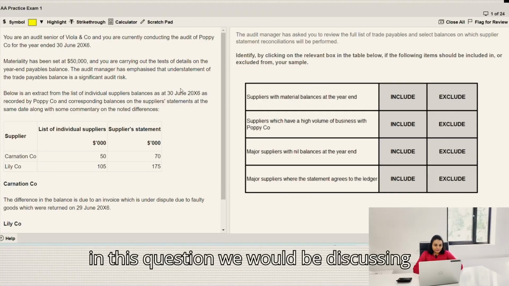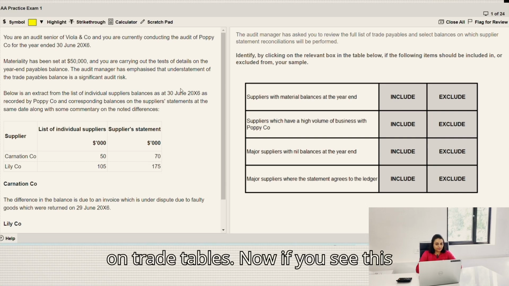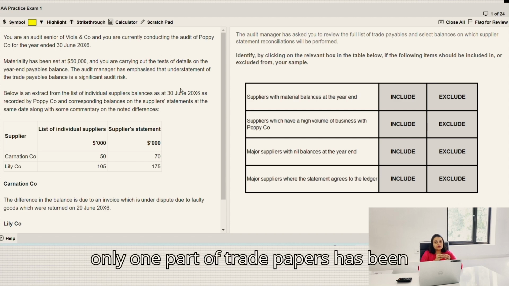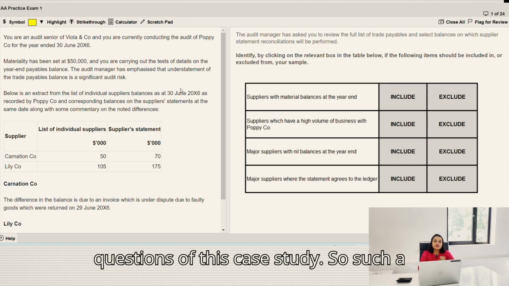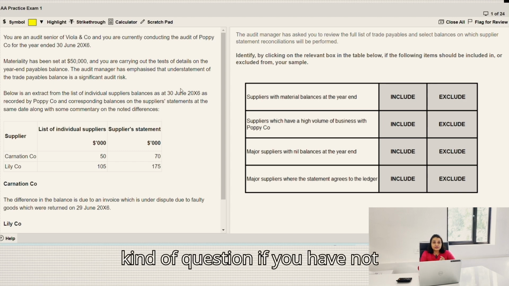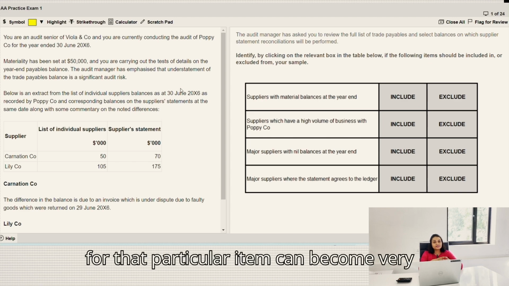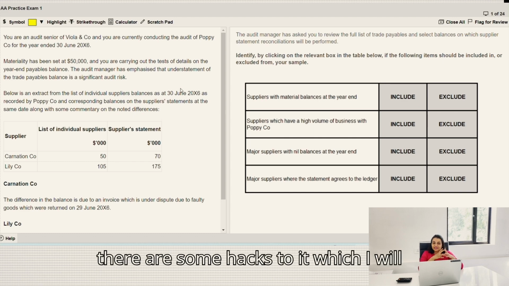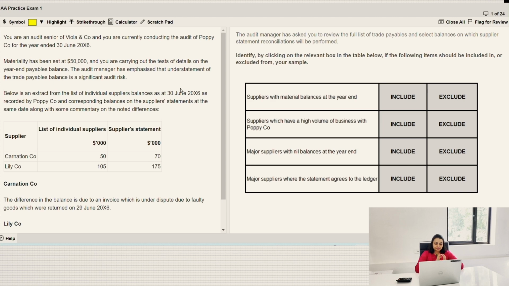In this question, we would be discussing substantive testing on trade payables. If you see, this question is very specific, where only one part of trade payables has been tested repetitively in all the 5 questions of this case study. Such a question, if you haven't prepared for substantive testing of that particular item, can become very difficult in the examination. But there are some hacks to it which I will discuss when we are doing the questions.